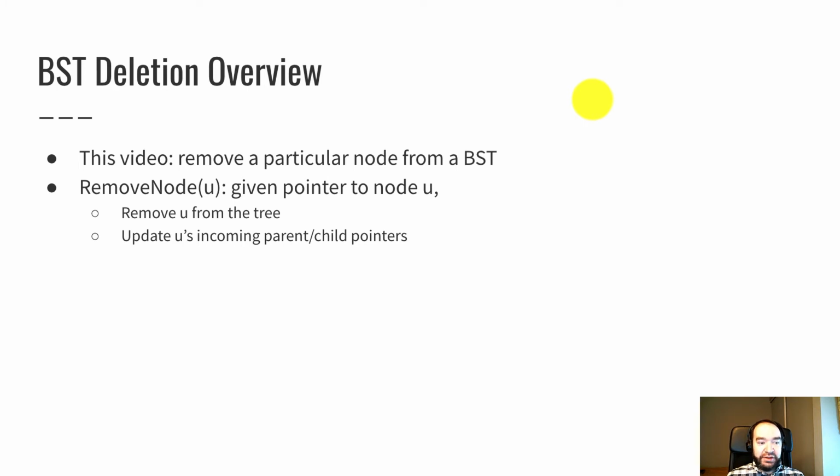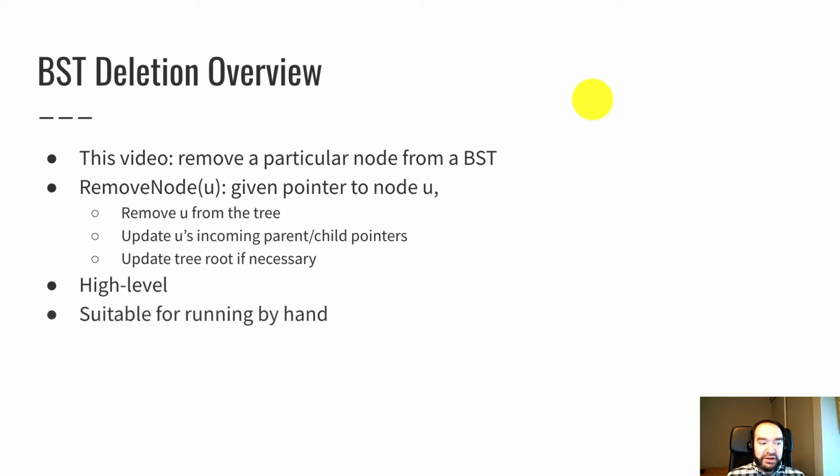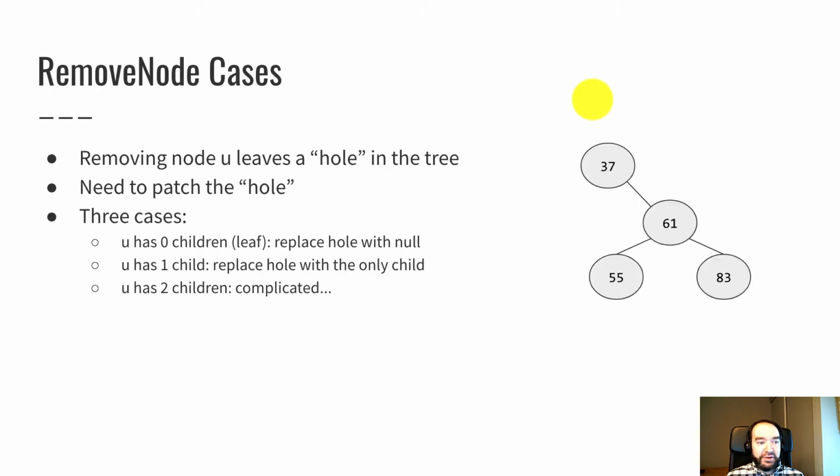This assumes that U is a valid pointer to a node that was found through some other process. We'll get into how that happens later. Also, RemoveNode updates the tree's root if necessary. This is a high-level approach. We'll see code for this later. This is a high-level explanation that's suitable for running by hand or in my slides here. Later we'll see the entire erase key pseudocode, the entire process of erasing a given key from the tree, and also C++ code for this and all the other functions needed for that operation.